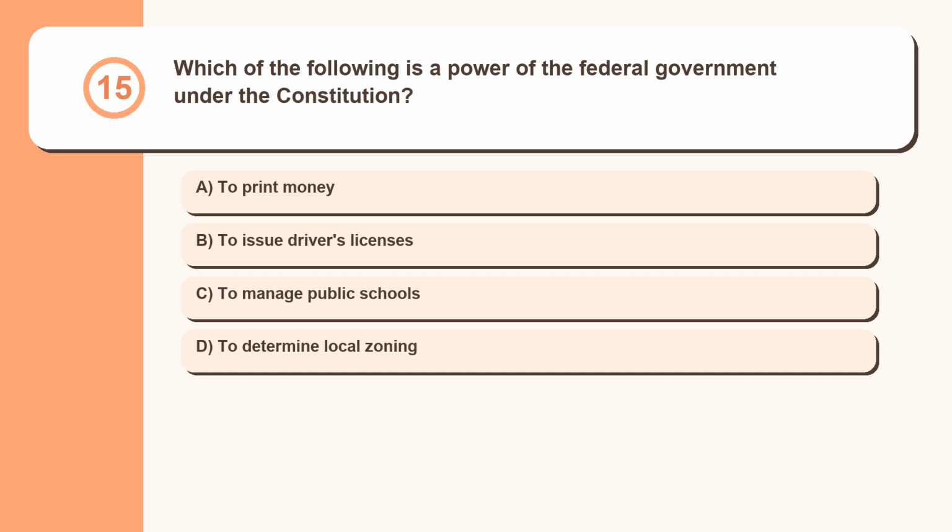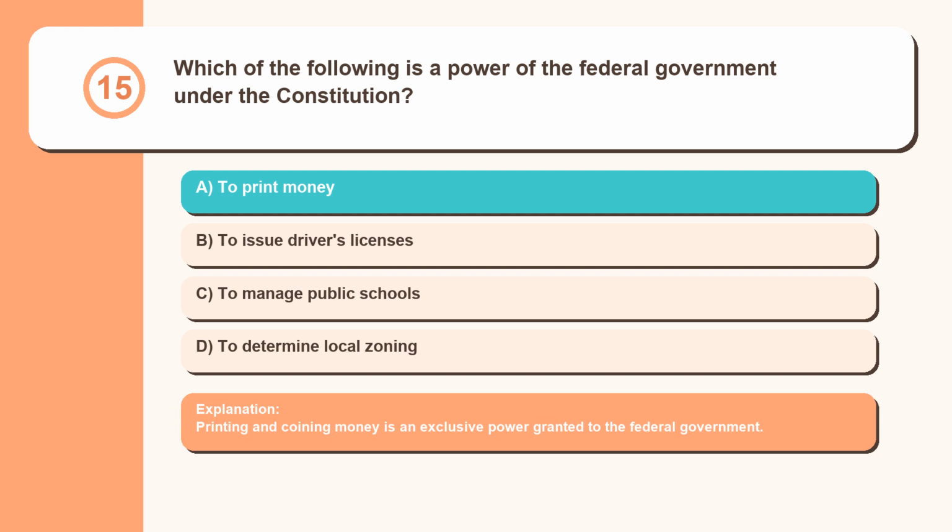Question 15. Which of the following is a power of the federal government under the Constitution? To print money, to issue driver's licenses, to manage public schools, to determine local zoning. Printing and coining money is an exclusive power granted to the federal government.